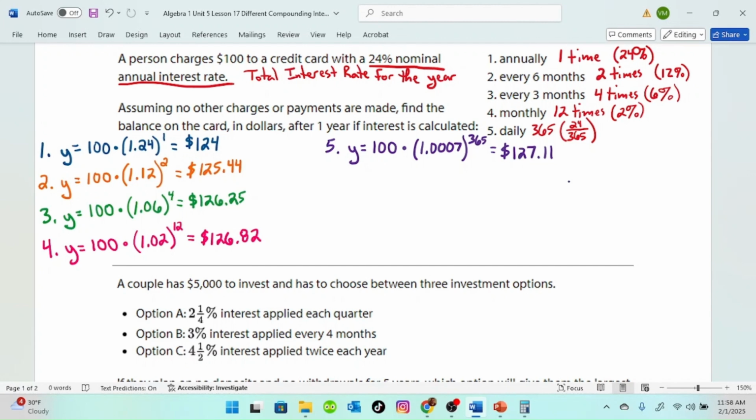So this is how nominal annual interest rate works. You still have a 24% that you are dividing by the number of times that you're going to charge it. You change your exponent to show how many times you're charging it, and then you multiply it by the original amount.